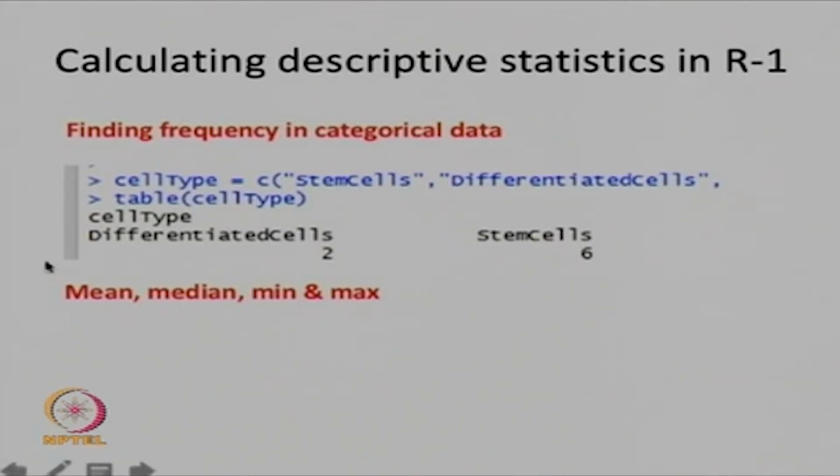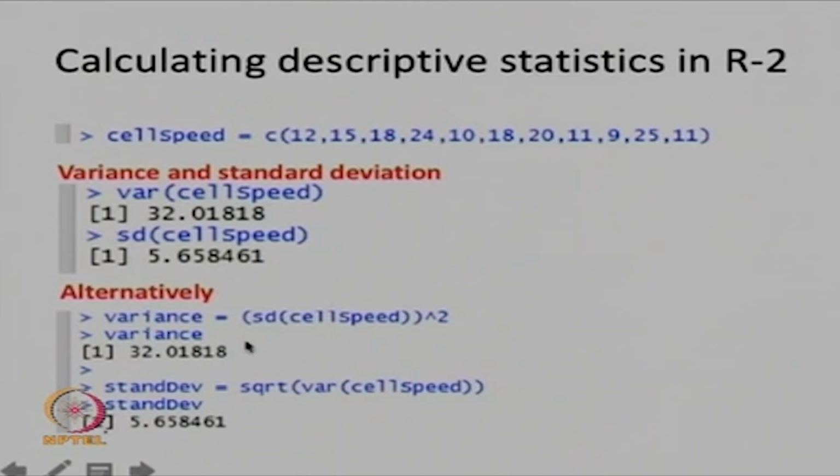I have shown you how to calculate the mean, median, minimum and maximum. You can also do the variance and standard deviation. So you can use this particular function var to find out the variance of this distribution, and SD to find the standard deviation of this particular vector. In this particular example where you have 11 entries, your variance is coming out to be a value of 32 and standard deviation is around 5.6. Okay. So you can also find the standard deviation and square it to find the variance, which will give you the same information, or you can calculate the square root of the variance to find the standard deviation. Okay.